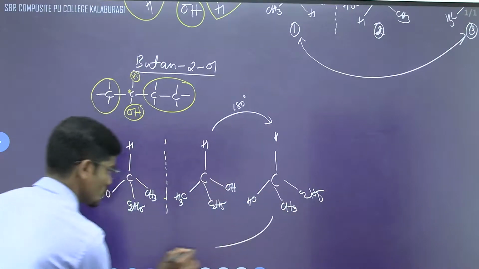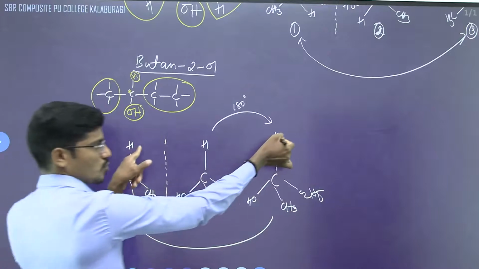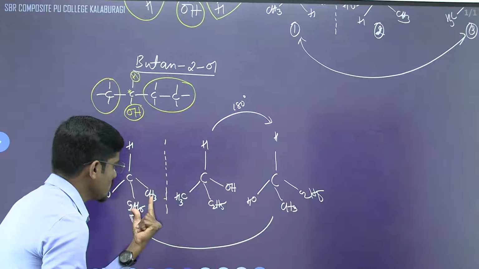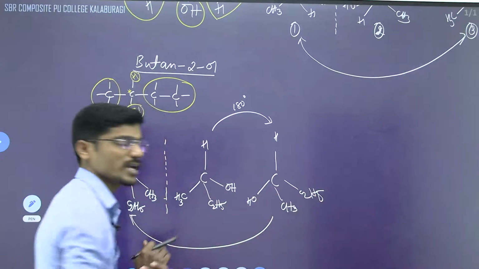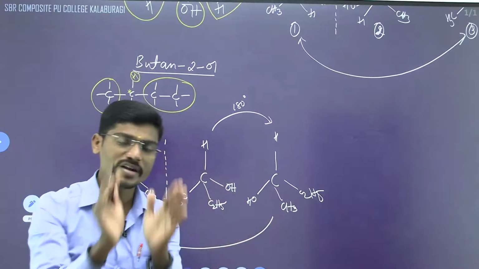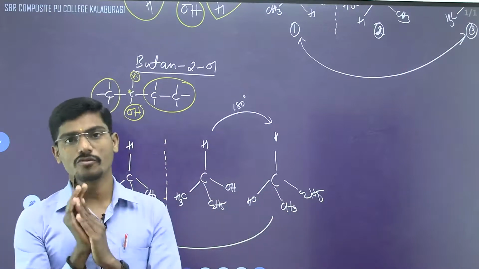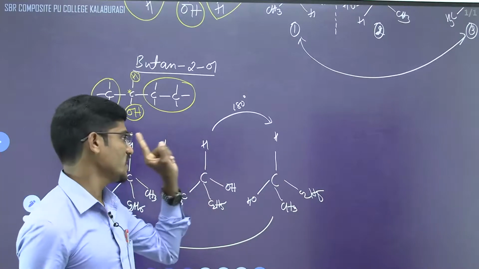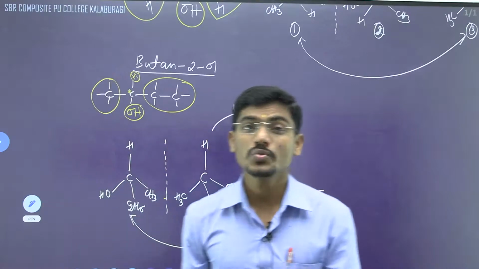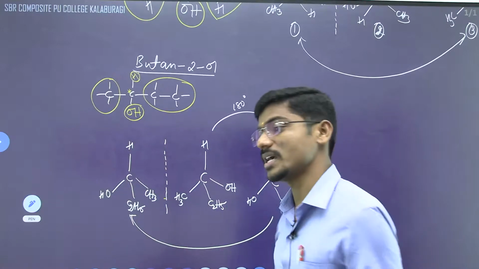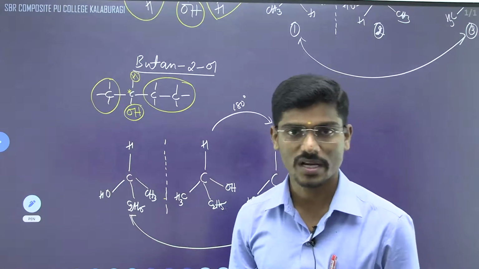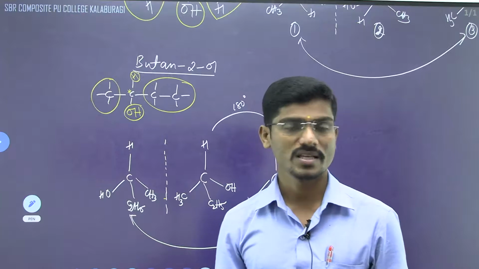Now you can check these two structures. H is superimposable, OH is superimposable, but CH3 and C2H5 are different groups, so it is not superimposable. If it were the same group, CH3 and CH3, then definitely it would be superimposable. If the compound contains a chiral carbon atom, it gives non-superimposable mirror images. Therefore the compound is said to be an optically active compound. Is it clear?